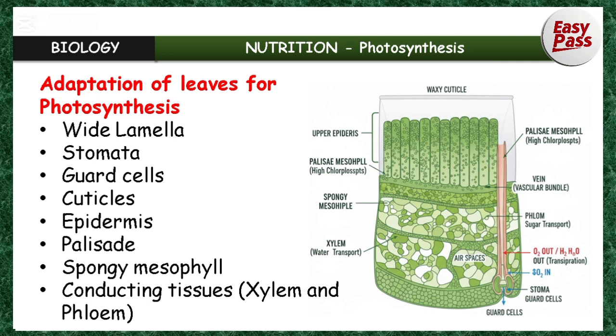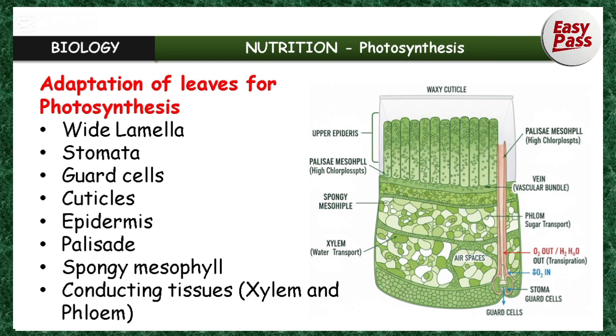Then we also have the palisade, rich in chloroplast, which facilitates photosynthesis by capturing light energy. Spongy mesophyll also has the same function, chloroplast facilitates the process of photosynthesis. The cells of spongy mesophyll also have enough space that will allow diffusion of gas.